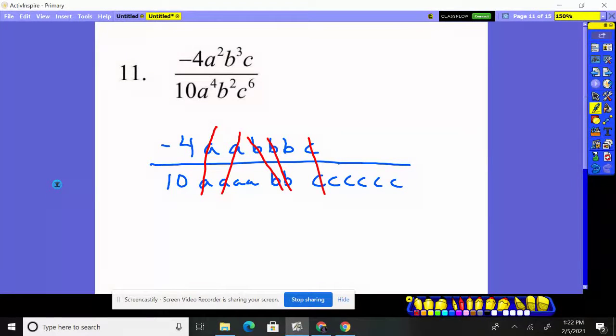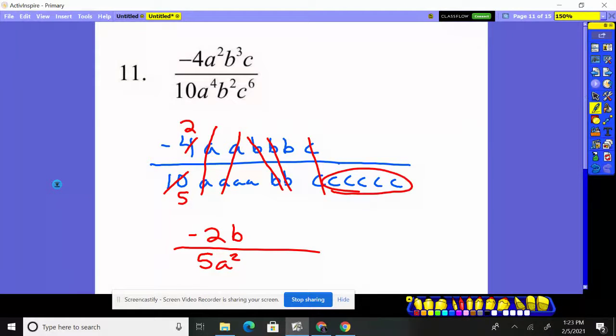I now need to deal with the 4 and the 10. They both can be divided by 2. That becomes a 2, that becomes a 5. Now the negative will stay there, so the top is still -2. And then I have a B. In the bottom here, I have a 5. A times A is A squared. And then how many C's do you see there? C to the 5th.